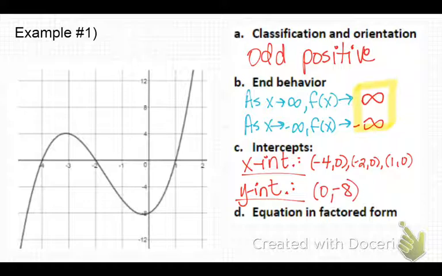Okay? Now, finally, I have factored form. F of x equals, what is this in factored form? What's my first factor? No. X plus 4, then what? X plus 2, then what? X minus 1. Now, Helene, if you look, 4 times 2 times -1, that's -8. That's how I get the y-intercept. Okay? And that's all the information I needed for example 1.